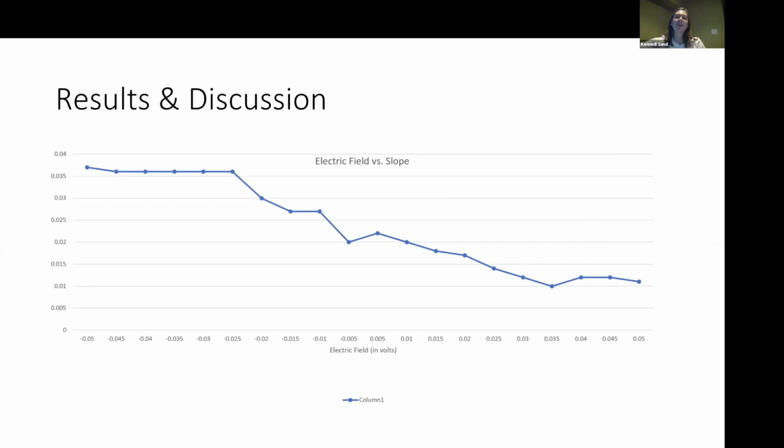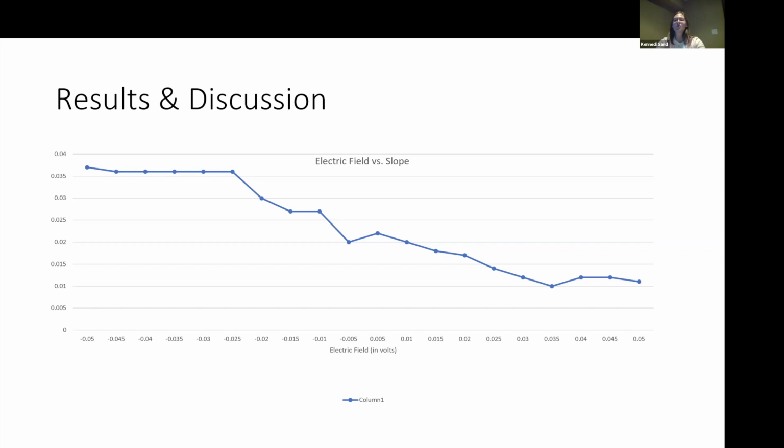So then here is the graph of the electric field versus the slope. What we can see from this figure is, towards the left, we have our negative electric field values, and we can see that there wasn't a big change in the slopes, which tells me that there's a low electron transfer rate during those values.